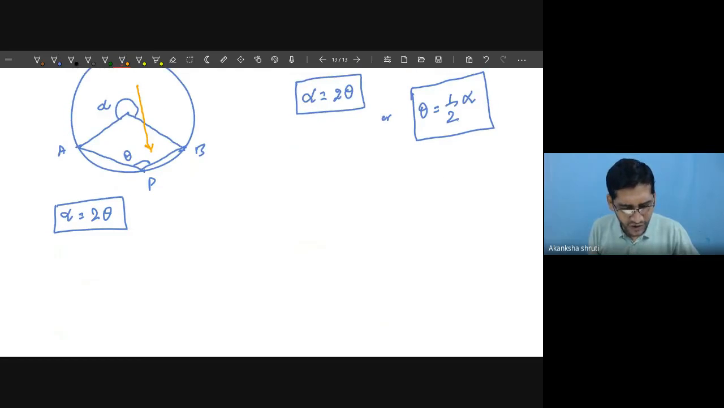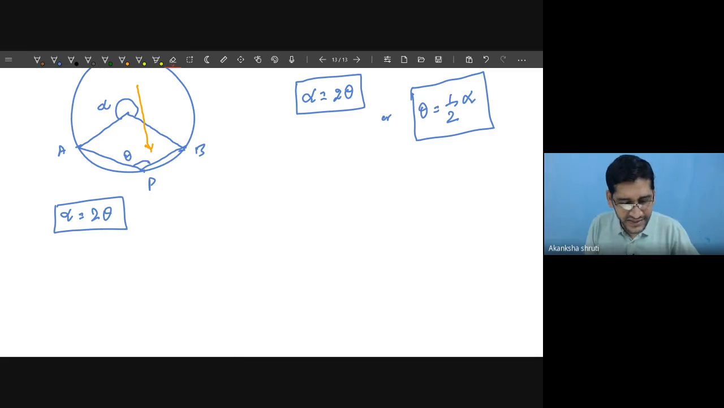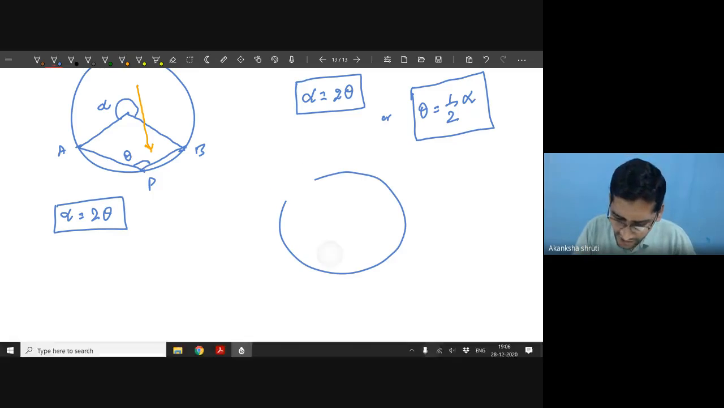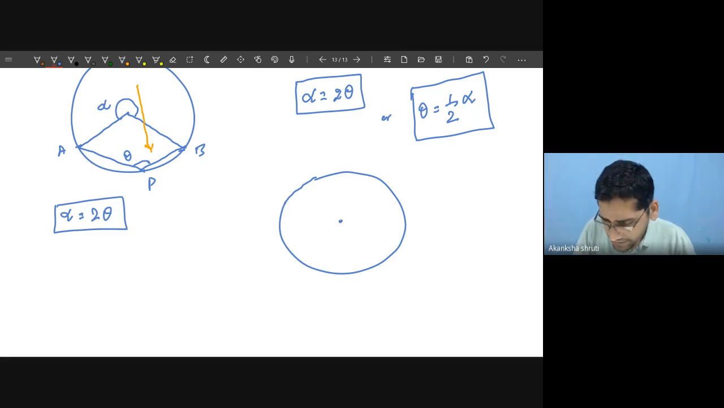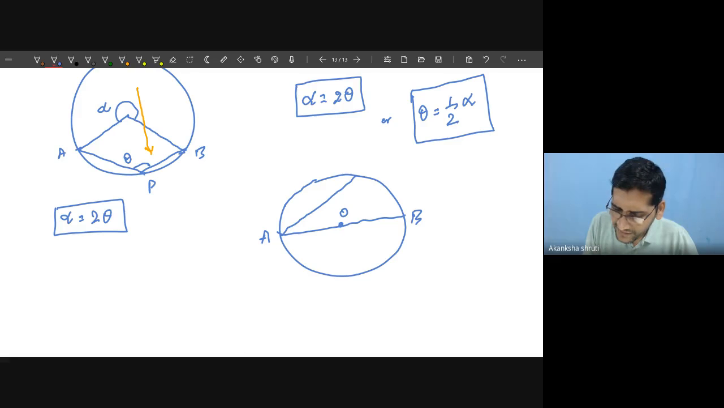And based on this, we have also learned that if we consider a diameter, which is also one kind of chord, but the chord passing through the center is called the diameter, then this diameter always makes 90 degrees, because the diameter is a straight line segment passing through center O. So this angle is 180 degrees. So at the circumference, the angle will be 180 by 2, means it is 90 degrees.